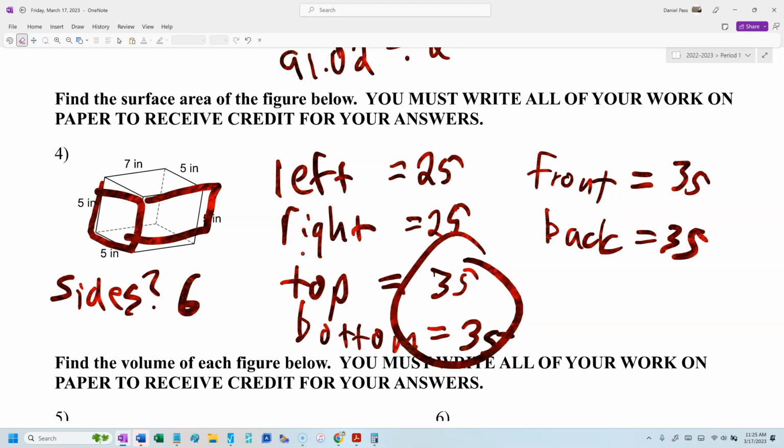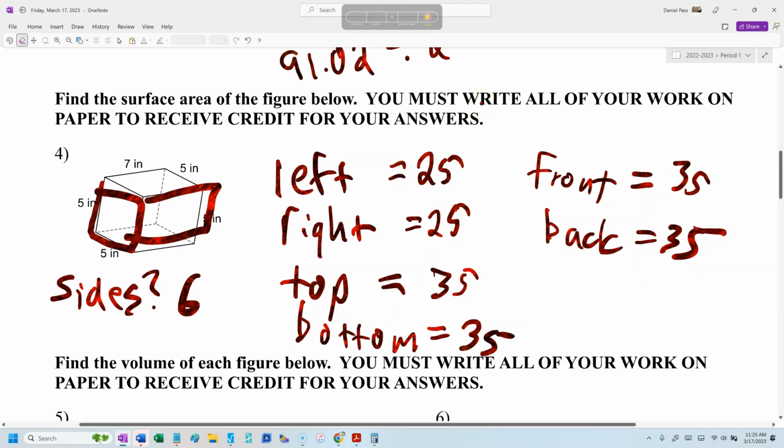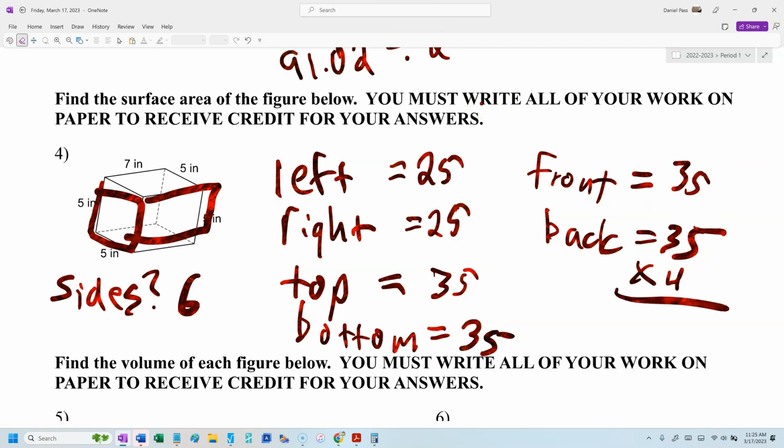All right, so let's add all those together. 35, there's 4 of them, so I'm just going to do a multiply here. 35 times 4 makes 140.